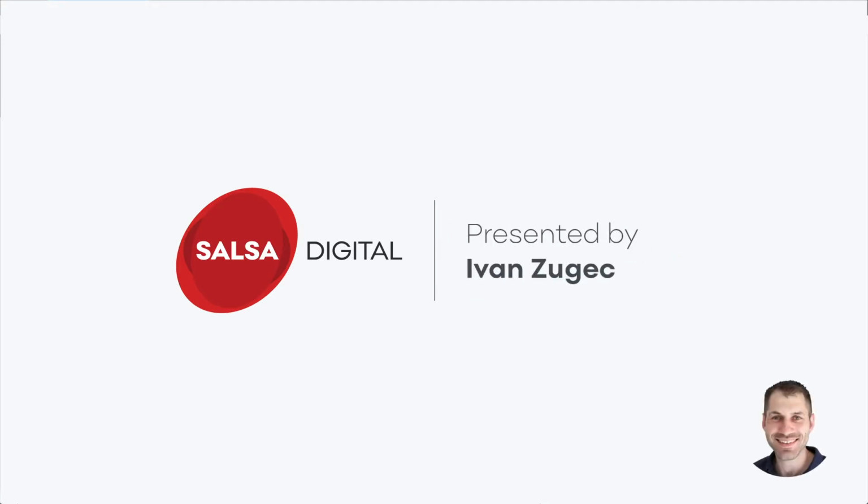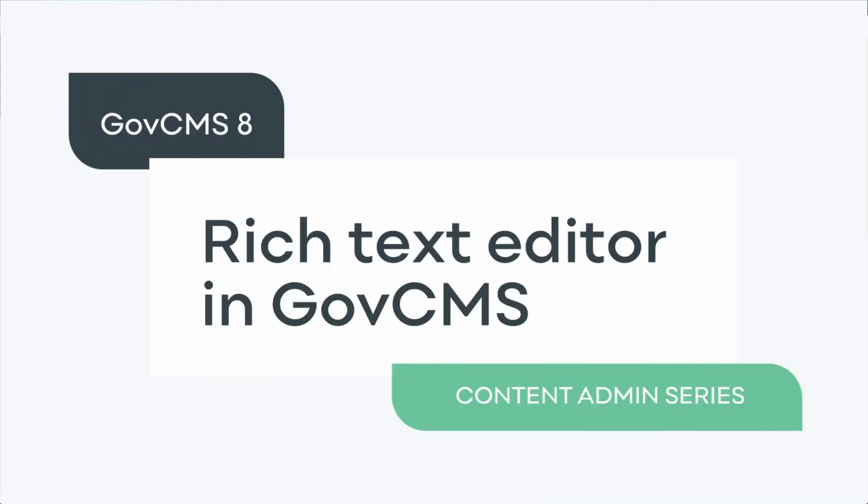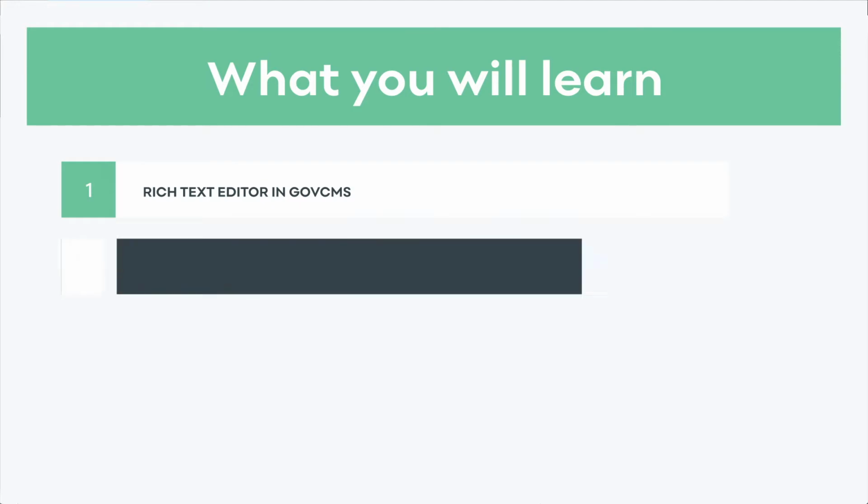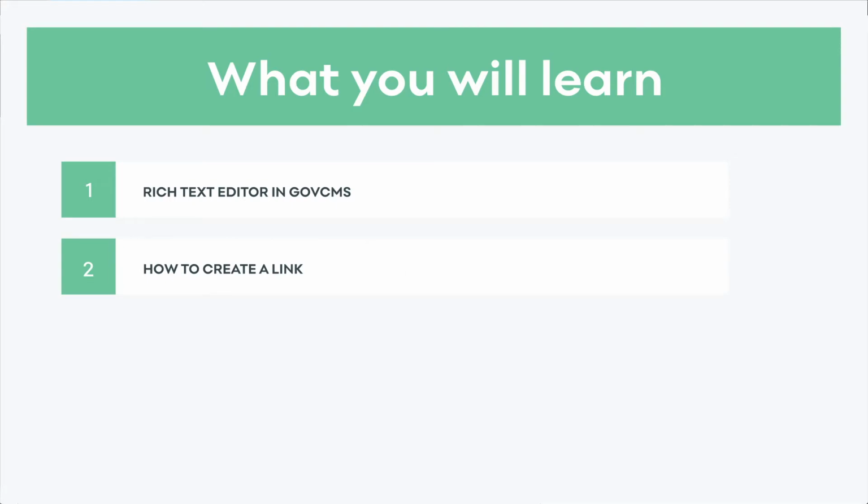Hi, I'm Ivan from Salsa Digital, and in this video, you'll be given a quick overview of the Rich Text Editor. We'll cover the following 3 topics: how to use the Rich Text Editor that comes in GovCMS. Then you'll learn how to create a link using the link button in the editor. And finally, you'll learn how to embed an image directly into the text editor.